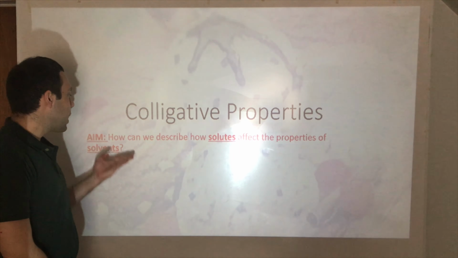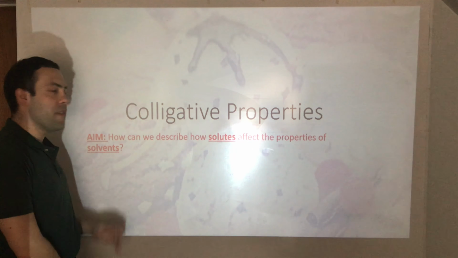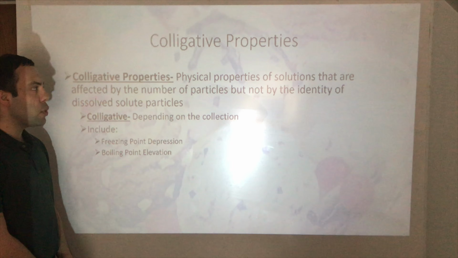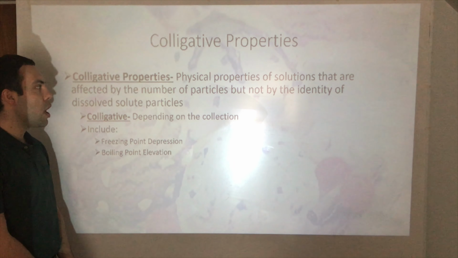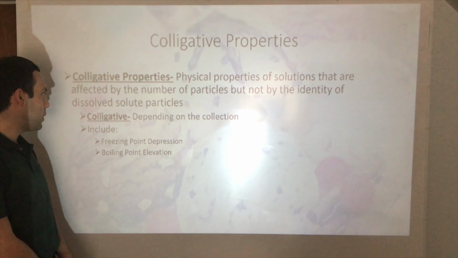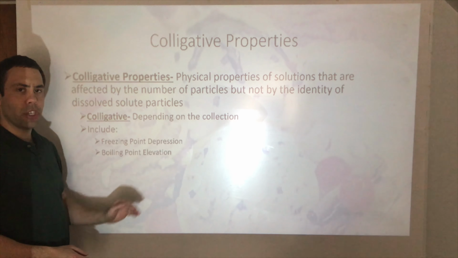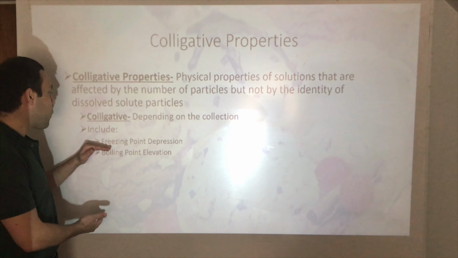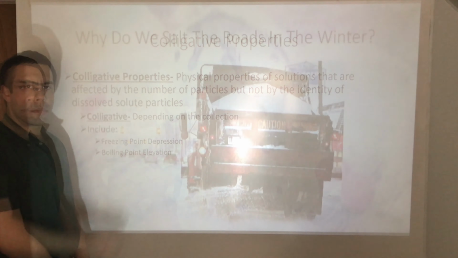Our aim for today is: how can we describe how solutes affect the properties of solvents? Colligative properties are physical properties of solutions that are affected by only the number of particles, but not by the identity of the dissolved solute particles. What does the word colligative mean? Depending on the collection. We'll be talking about two different terms today: freezing point depression and boiling point elevation.